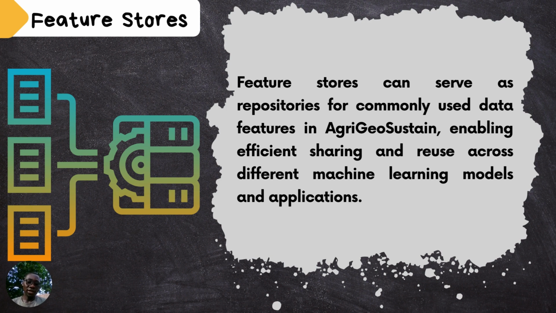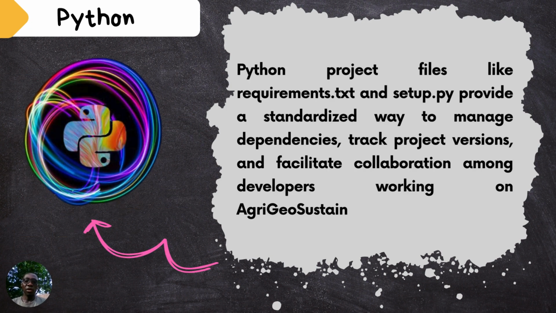So where does Python come in? Our Python project files like requirements.txt and setup.py provide a standardized way to manage dependencies, track project versions, that is the versioning bit where it comes in, and facilitate collaboration among developers working on this project. For the collaboration, I think we can consider either GitLab or GitHub, plus other software that we are going to use. So basically that is what we have.